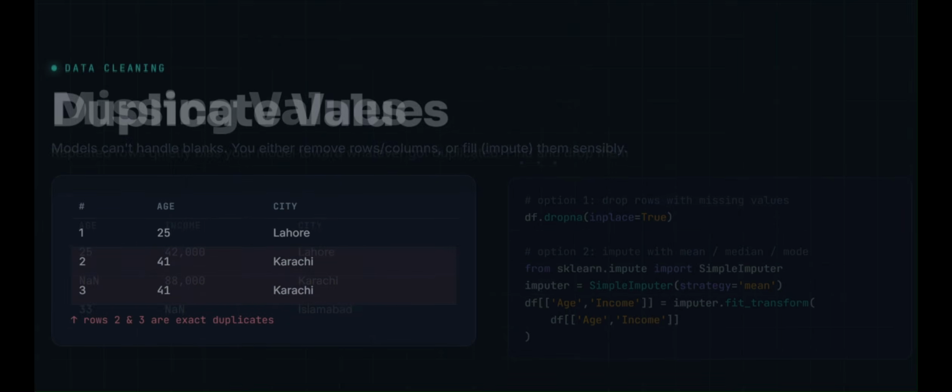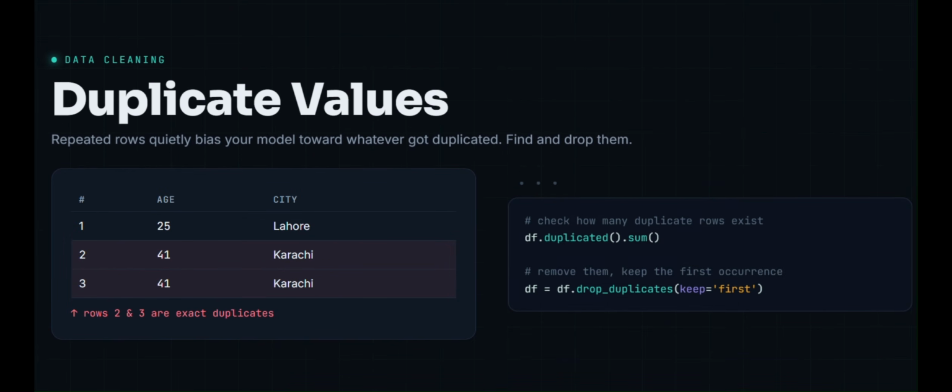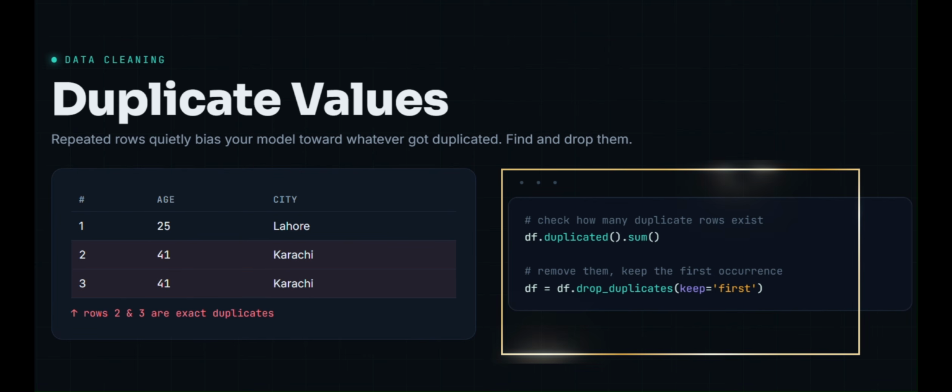Duplicate values. Next up, duplicates. Look at rows 2 and 3 here. Same age, same city, exact duplicates. Why does this matter? Because duplicate rows quietly bias your model. It starts treating that repeated pattern as more important than it actually is. The fix is simple. df.duplicated().sum() tells you how many duplicates exist, and drop_duplicates() removes them, keeping just the first occurrence.